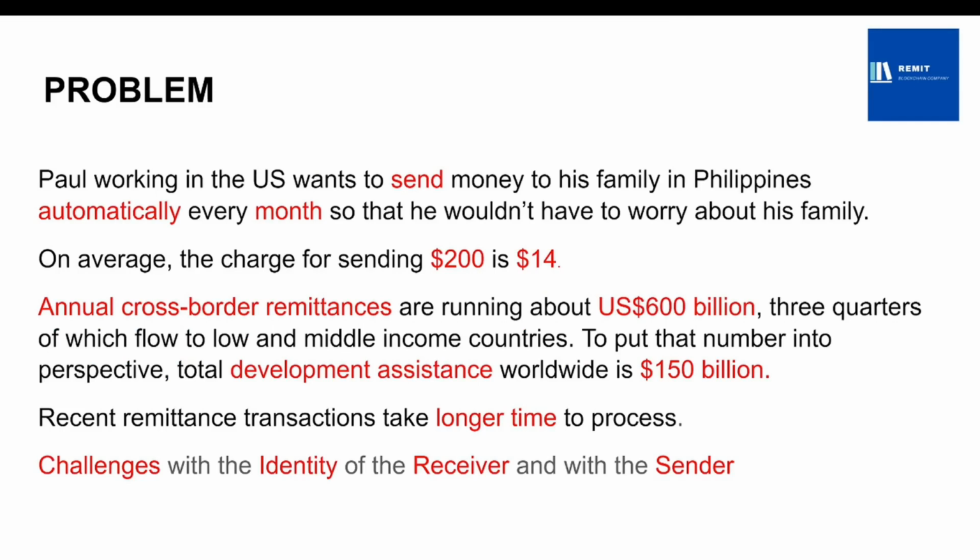On average, the charging for sending $200 is $14. Recent remittance transactions also take longer time to process, and there's also challenges with the identity of the receiver as well as the sender. And this is where Remit comes in.